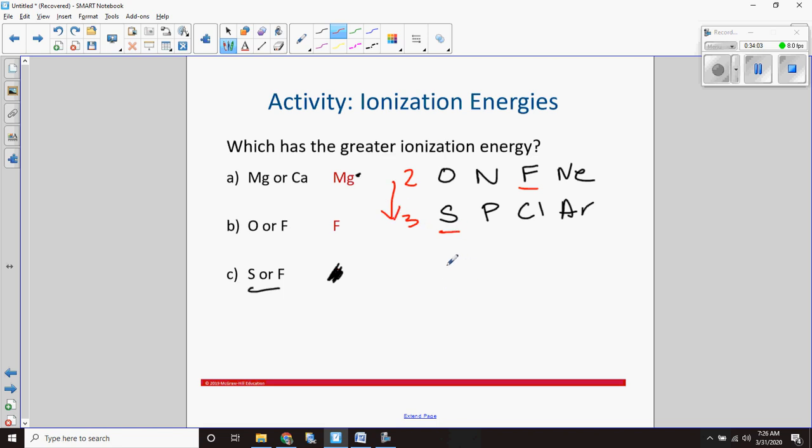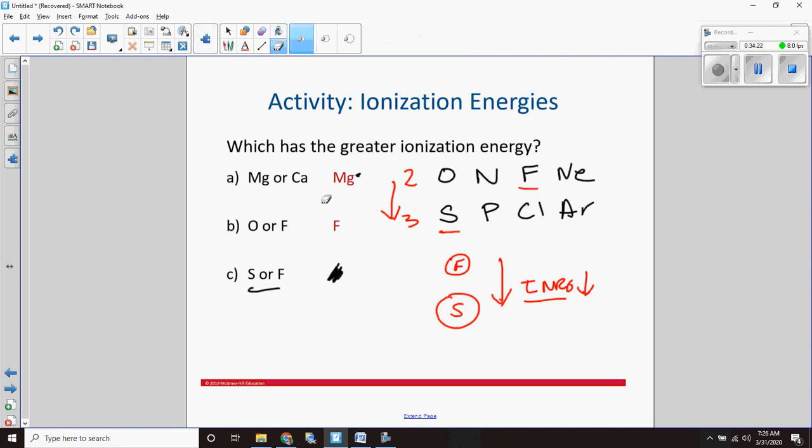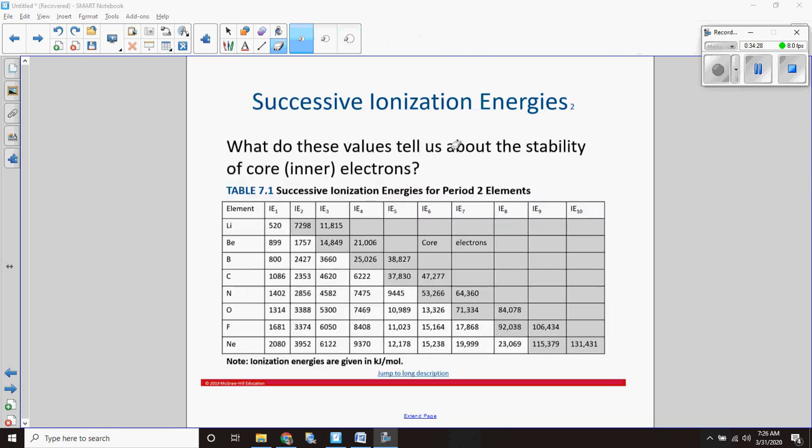As you go from the second to the third period, the atom is physically bigger. Fluorine is this, sulfur is going to be this. So we said the bigger the atom, the ionization energy is going to drop. So we should expect fluorine to still have the higher ionization energy. And there it is. All right, so hopefully this made sense.